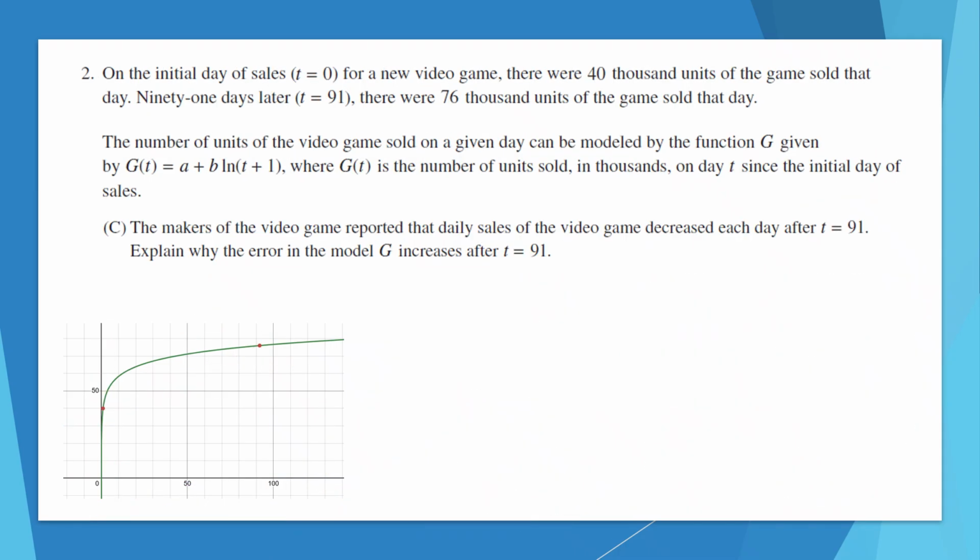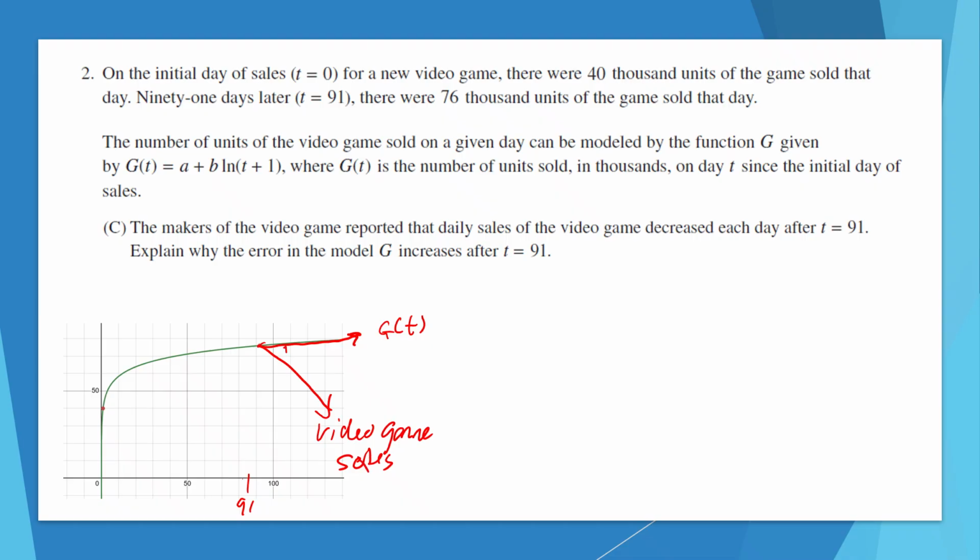All right, number 3, the maker of the video games reported that daily sales of the video games actually decreased each day after t equals 91. Explain why the error in the model of G increases after t equals 91. So here, this is G, right? This was our model. Why does the error increase when G of t is increasing, but this is the video game sales is actually decreasing? What is the error in the model?